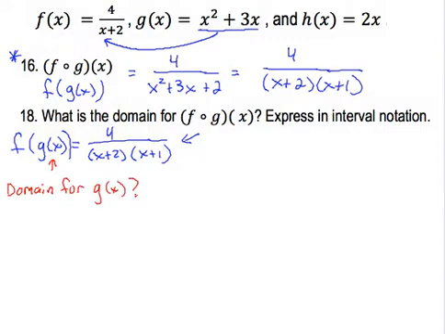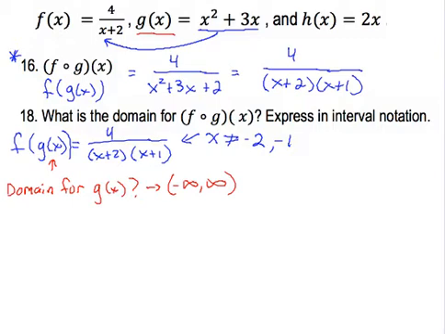for g of x? And if I look back up here at g of x, it's x squared plus 3x. Now again, that's a parabola, it's a quadratic. The domain there is all real numbers. Then I'm going to look at the function that is output. So after we plugged g of x in to f of x, I got this function here. Now clearly this function has a couple restrictions. Here, x cannot be -2, x cannot be -1.